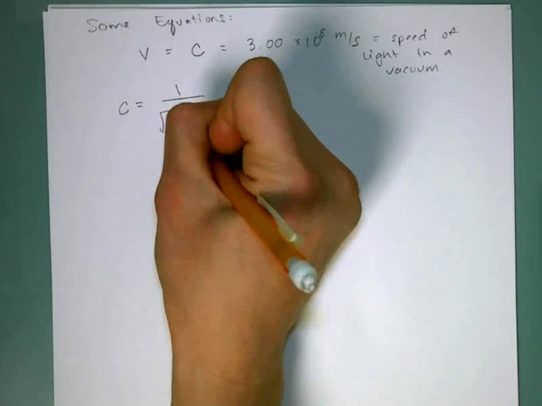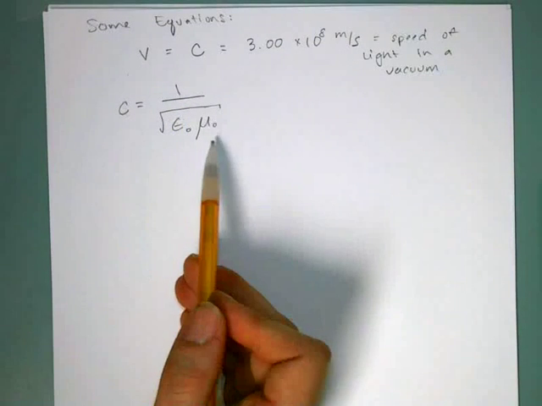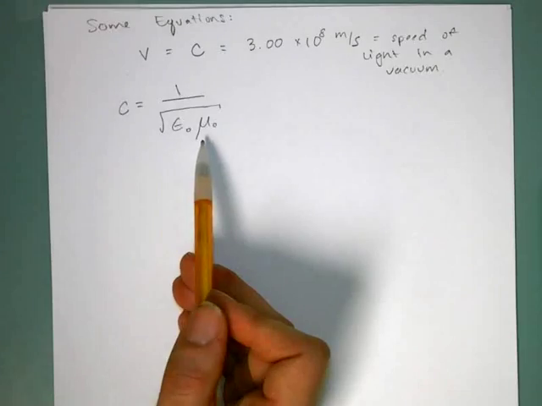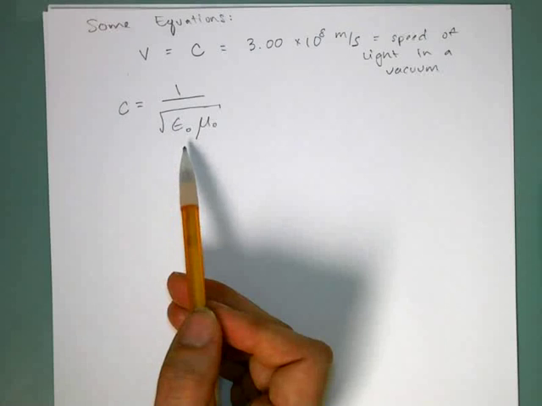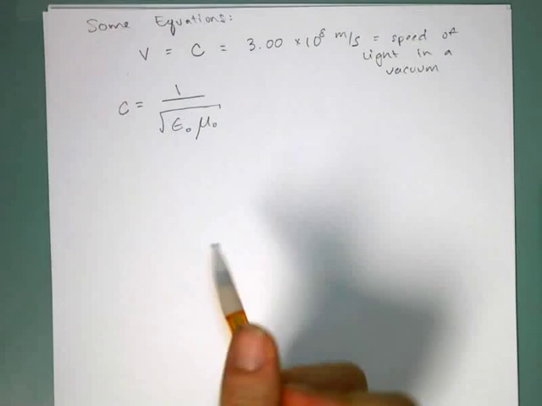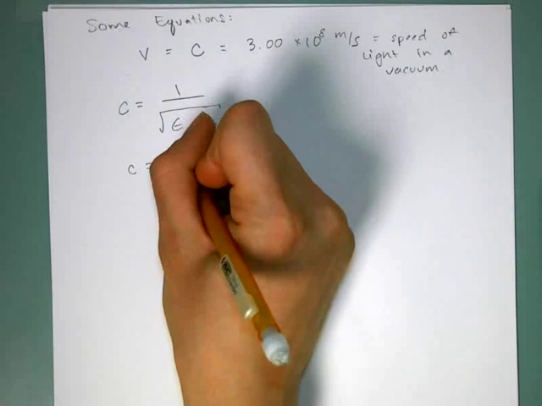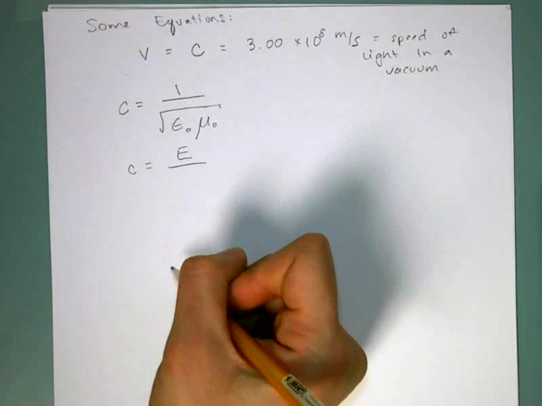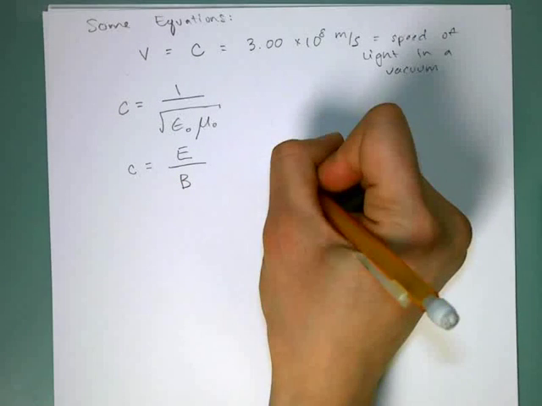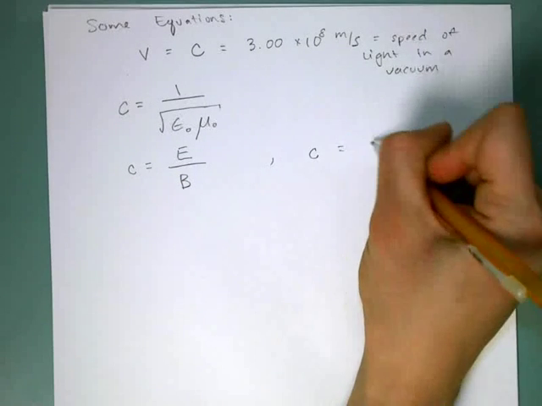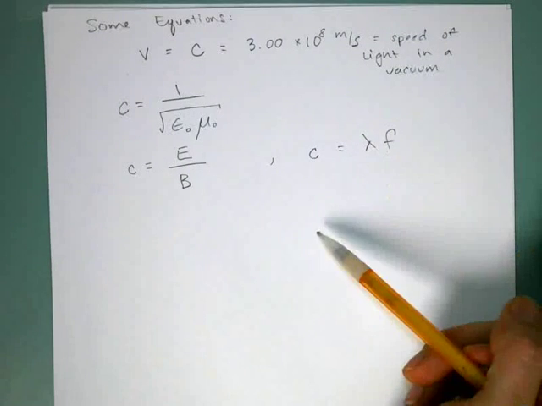And it turns out that two constants that we have used all semester determine that speed. So epsilon naught and mu naught were two constants that are on your equation sheet. If you multiply these things together, you'll get the speed of light. It also turns out that you can figure out the speed of light as being the ratio of the magnitude of the electric field to the magnitude of the magnetic field.